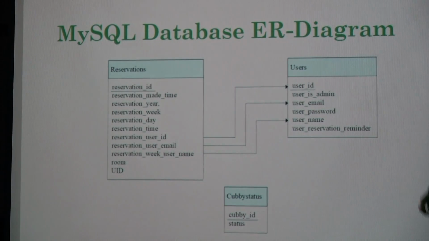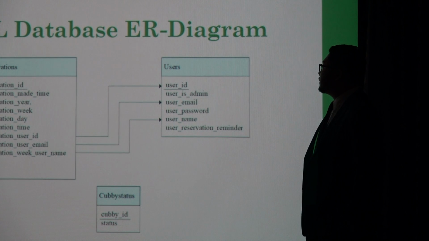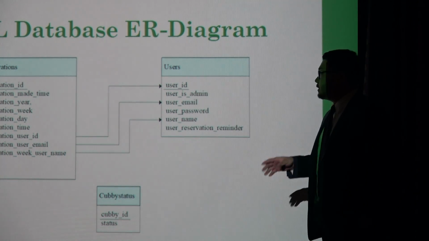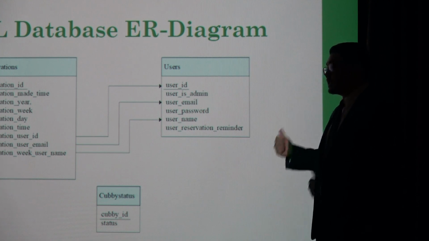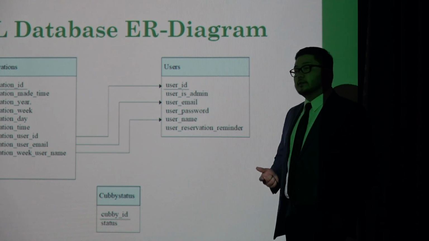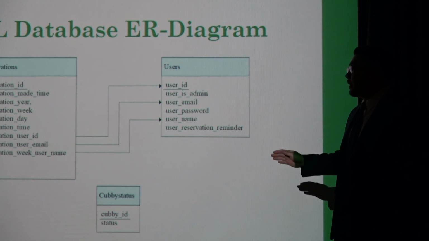Right here is our MySQL database entity relationship diagram. On the left, you can see our table for reservations, and on the right, you see the table for users. The arrows shown actually show the relationship between the two tables. This way, we're able to verify if a user actually has an account with us or is able to make a reservation at a certain time. And on the bottom is our table for the Cubby status. That is sent to the map to show the live updates.